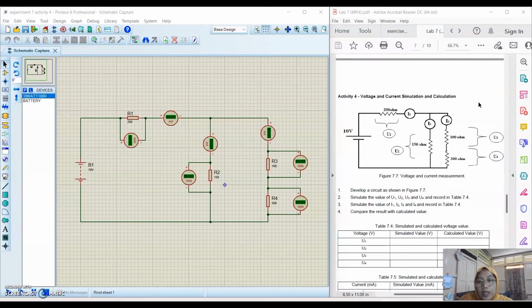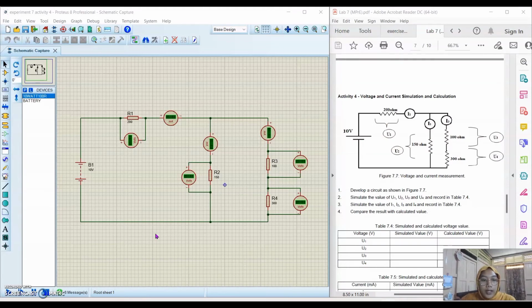Today I will discuss activity 4, which is about voltage and current simulation and calculation. First we need to construct this circuit using any software, but I chose the Proteus software. As you can see on the left side, I have already constructed the circuit. The circuit consists of a 10 volt battery. Resistor 1 is 200 ohm, resistor 2 is 150 ohm, resistor 3 is 100 ohm, and resistor 4 is 300 ohms.